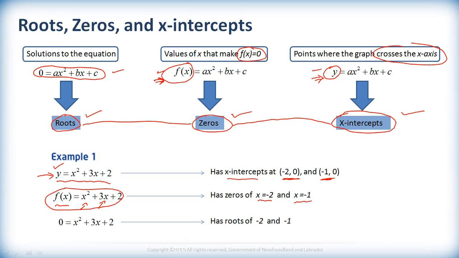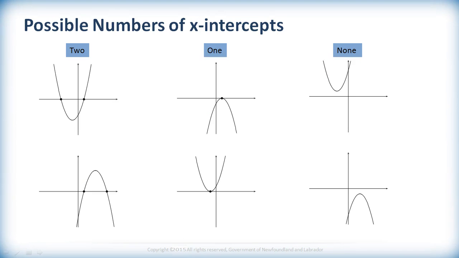And in the last case, if I think about the equation 0 equals x squared plus 3x plus 2, it has roots of -2 and -1. So if I solve for x in the equation, I get -2 and -1. Now that sounds like a whole lot of double talk to say the same thing a bunch of different ways. And it kind of is, but it's important stuff to make distinctions about. And we're going to see why in a sec.